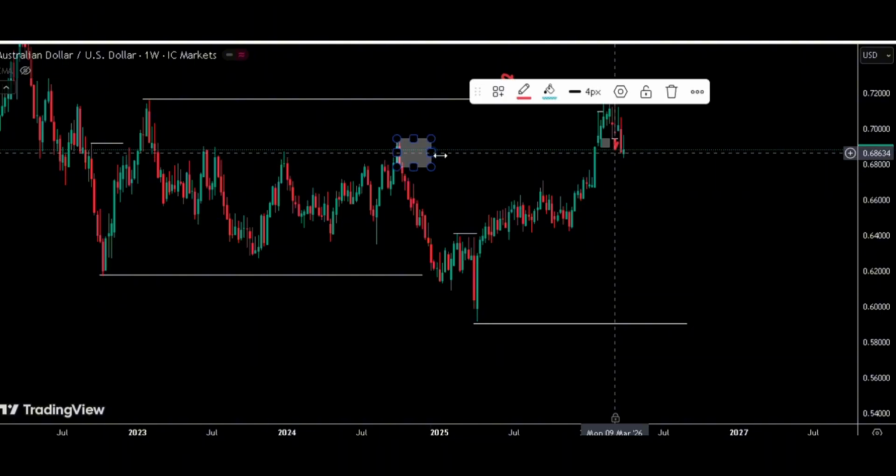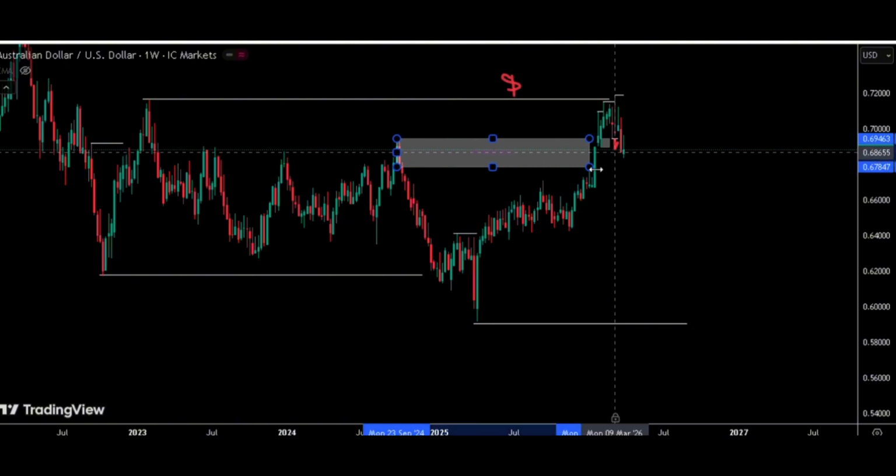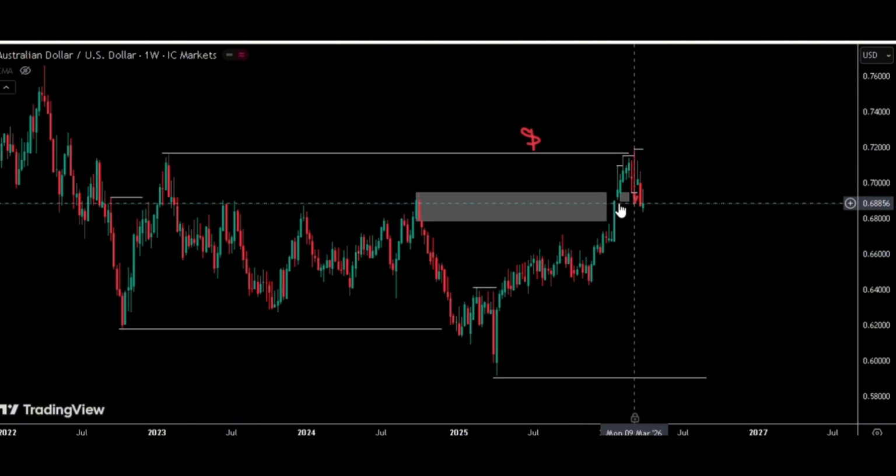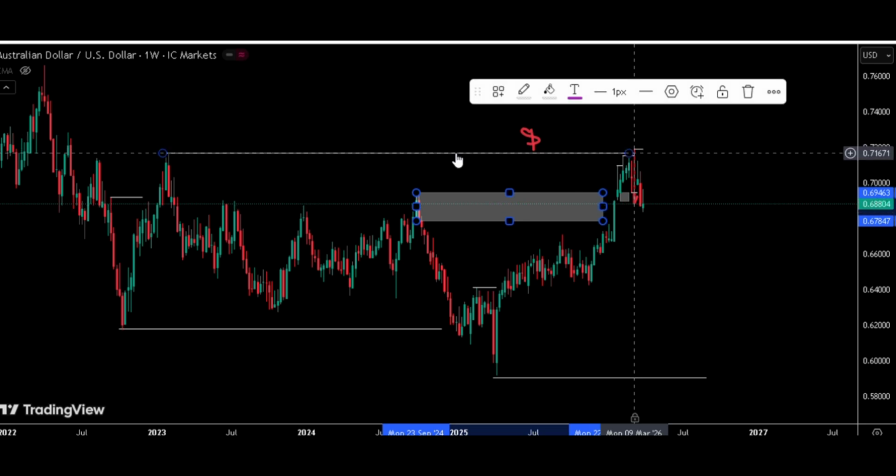And this was the only other block that was available. This was the only other block. And as I explained, if this other block fails, it doesn't mean that this high is not going to be protected.